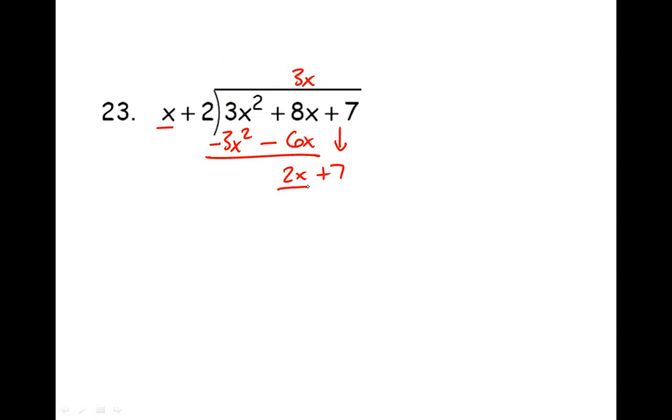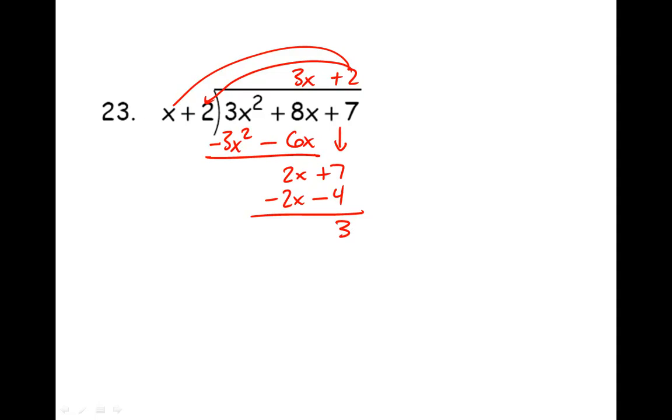What times x gives me 2x? That's a positive 2, so I want to multiply everything by 2. 2 times x is 2x. 2 times 2 is 4. These are both positive, but since I want to subtract, I change both of these to a negative. Switch the signs. Positive 2x and negative 2x is 0. 7 minus 4 is 3. And since there aren't any more numbers to bring down, 3 is our remainder.